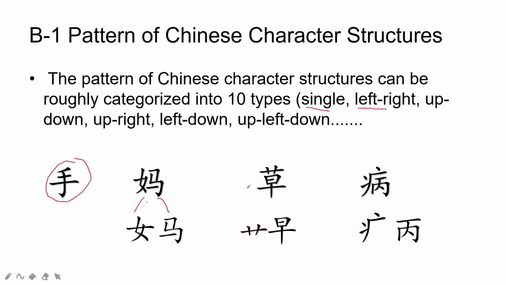And this is cao. Cao means grass. It has a top part and a bottom part, so this is an up-and-down structure. And of course we have another one. This is ping. We have the up, left, down structure. We have some more, just a few examples. For example, ta means he, with two components in a left-right structure. Some structures have one on top and two at the bottom. This is the structure of Chinese characters.